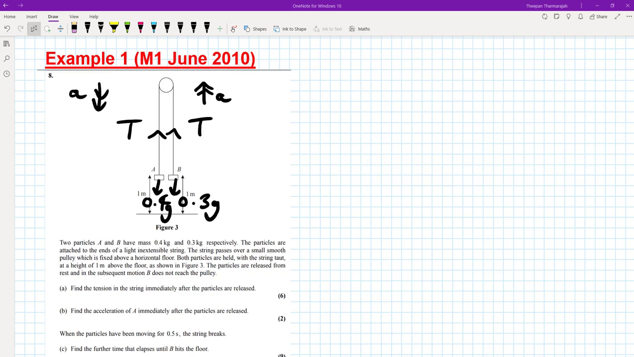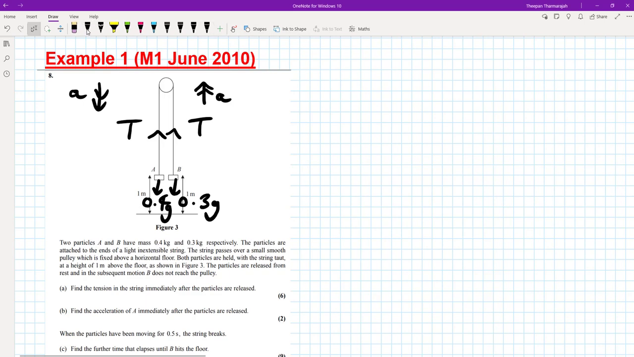Both particles are held with the string taut at a height of 1 meter above the floor as shown in figure 3. The particles are released from rest and in subsequent motion B does not reach the pulley. Find the tension in the string after the particles are released, and hence find the acceleration of A immediately after the particles are released. So I've drawn all my forces onto my diagram with the direction of acceleration as well.